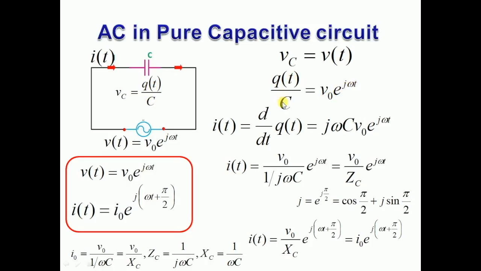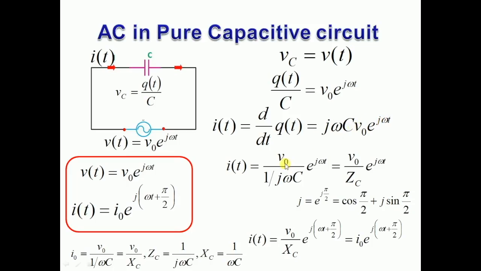If we take C on the right hand side and differentiate this equation with respect to time, we'll be able to obtain current, and that is our objective. So current in the circuit is dQ(t)/dt, that is equal to j omega times e to the power j omega t. So V0 multiplied by j omega C will be the pre-exponential factor, and e to the power j omega t as it is.